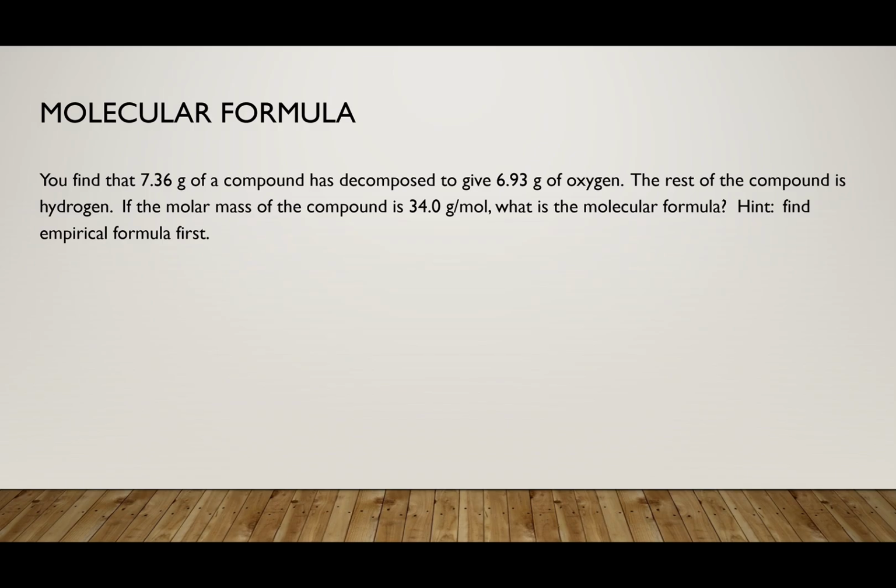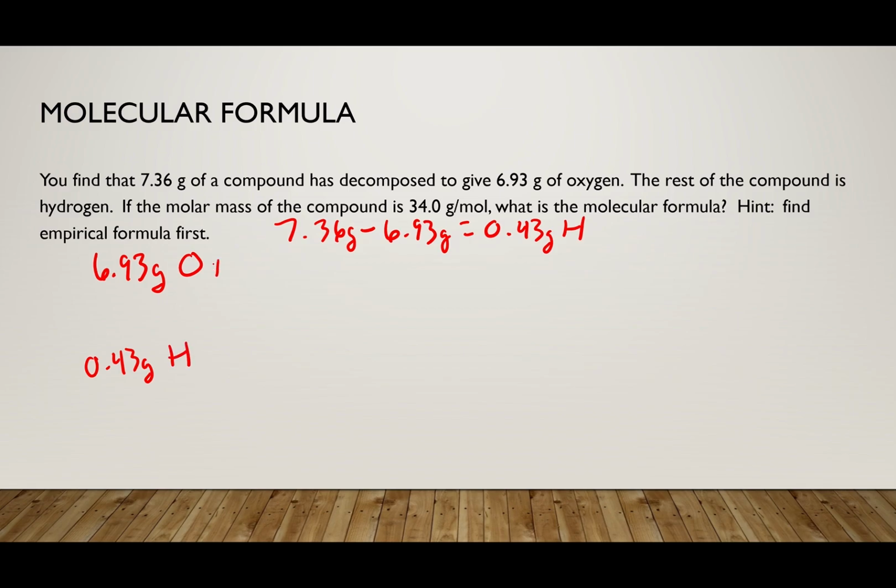In the first two empirical formula questions, we were starting off with percentages and assumed 100 grams. That is because we didn't have a mass to work off of. Here, we are given masses already, and we know that we have 6.93 grams of oxygen, and we know the rest of this is hydrogen. So that means out of the 7.36 grams, if we remove the 6.93 that is oxygen, we have 0.43 grams of hydrogen. We continue with our process of converting our grams into moles. And then once we have these moles, we can go ahead and find that ratio.